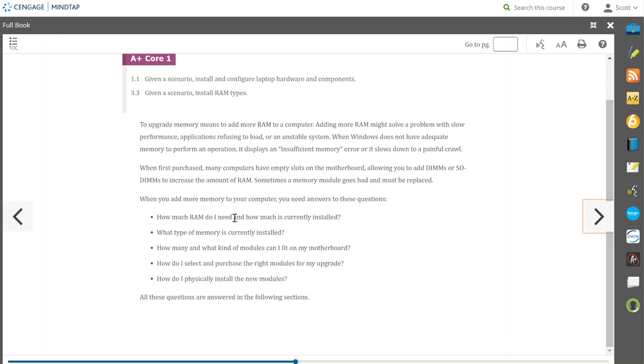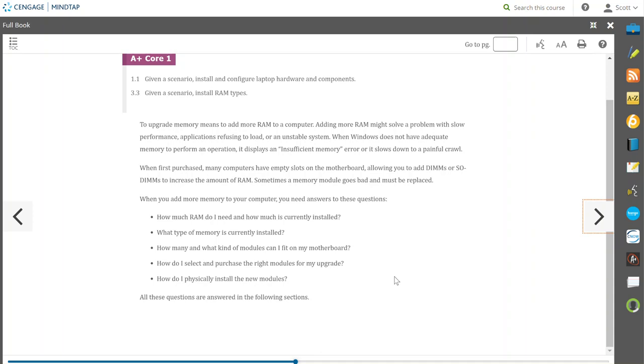How much RAM do I need? How is it currently installed? What type of memory is currently there? How many and what kind of modules can I fit in? How do I select and purchase the right one for my upgrade? And how do I physically install the new modules? The biggest hurdle is finding out what's there and what the motherboard can work with or accept.